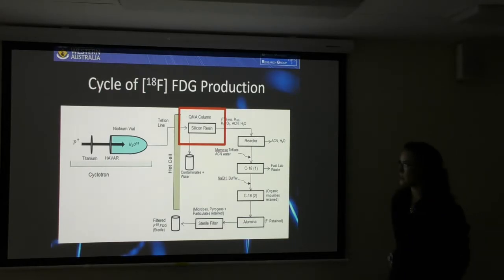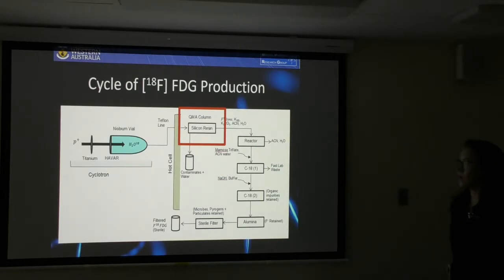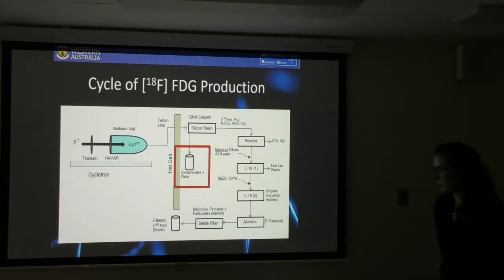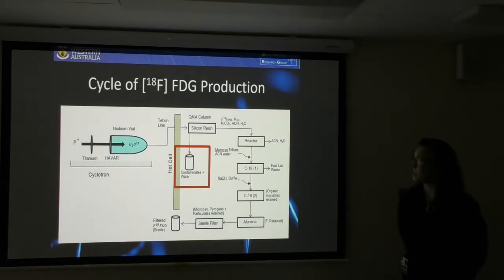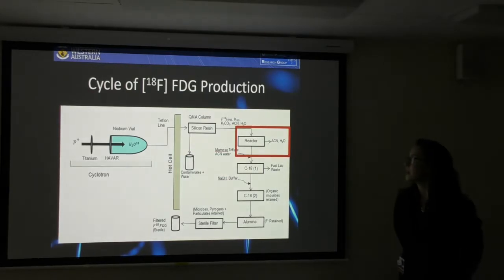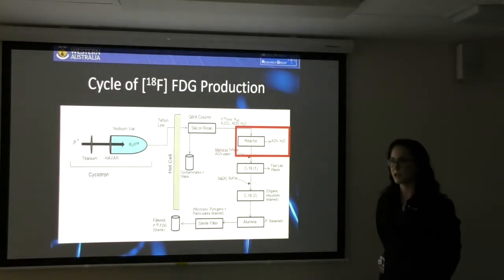We then have our F18 ions. They pass through into the QMA column. The F18 ions are retained in this column, and then the enriched water is eluted through. The water then will come into the recovery vial, and that should also contain all the metal contaminants as well. So now we have the fluoride ions still in the QMA column. They're then eluted off into a reaction chamber.